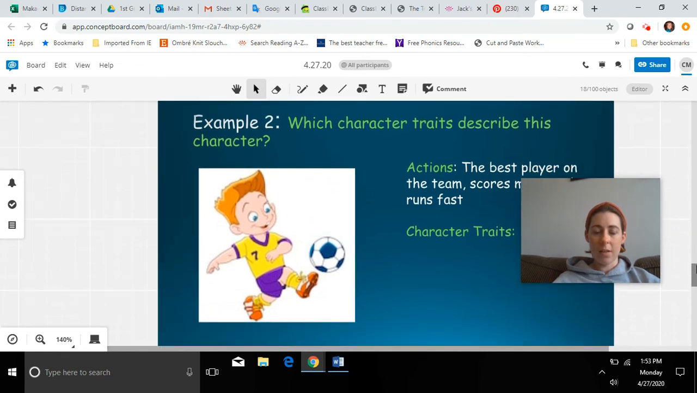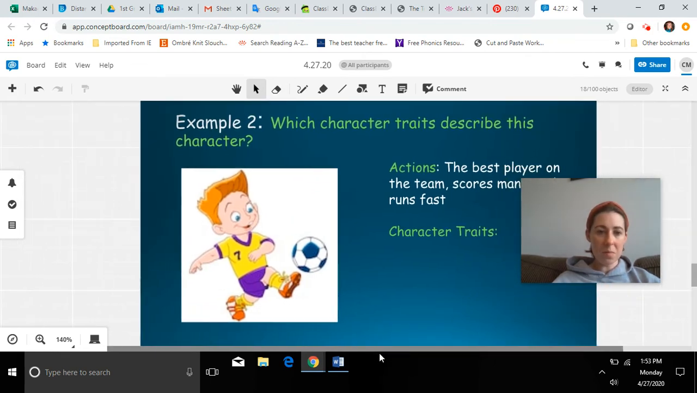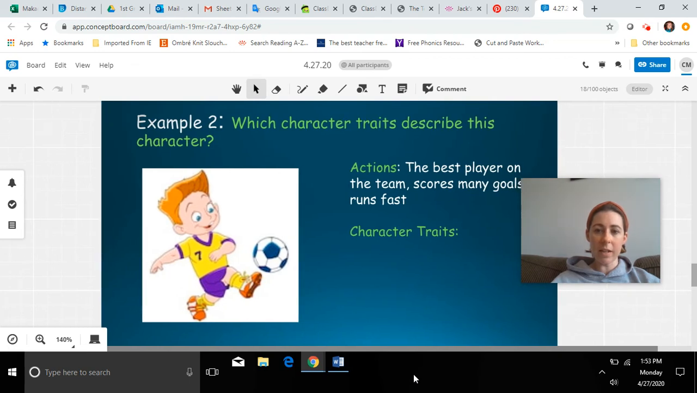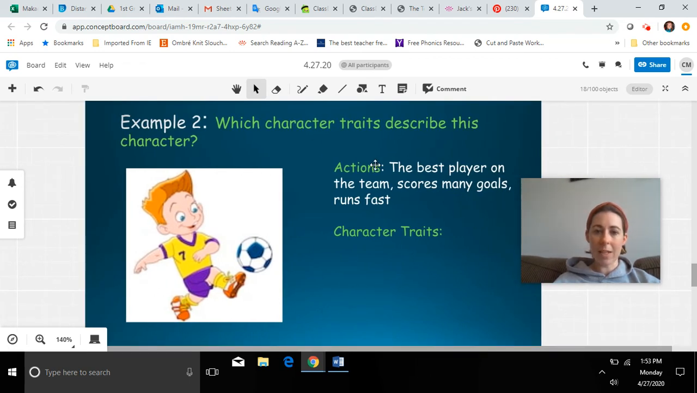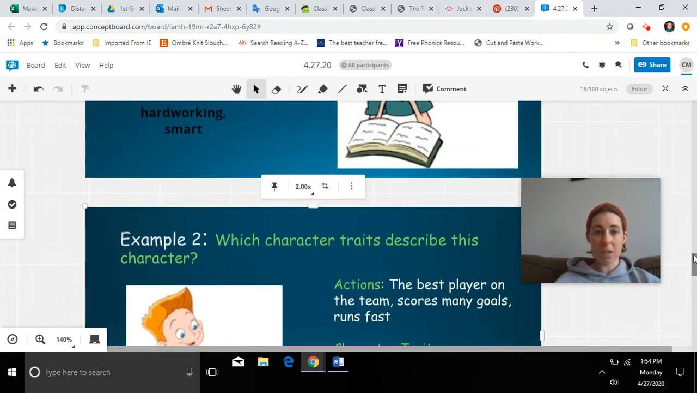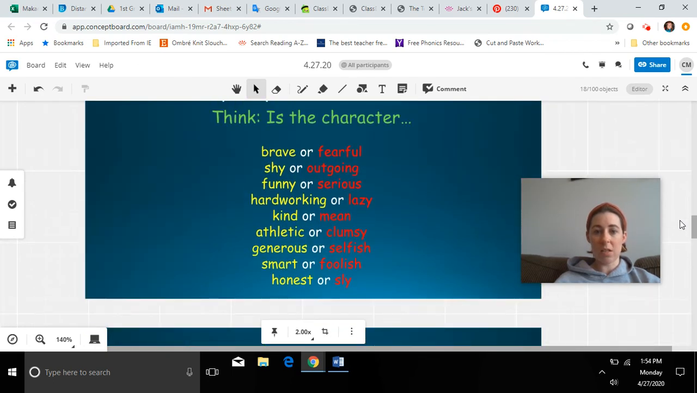Okay. This example is about the boy, and we see he's playing soccer. Let's see what it says about his actions, what he does. It says he is the best player on the team. He scores many goals, and he runs fast. What was that word that talks about someone who is strong, someone who is good at sports? What character trait is that called?